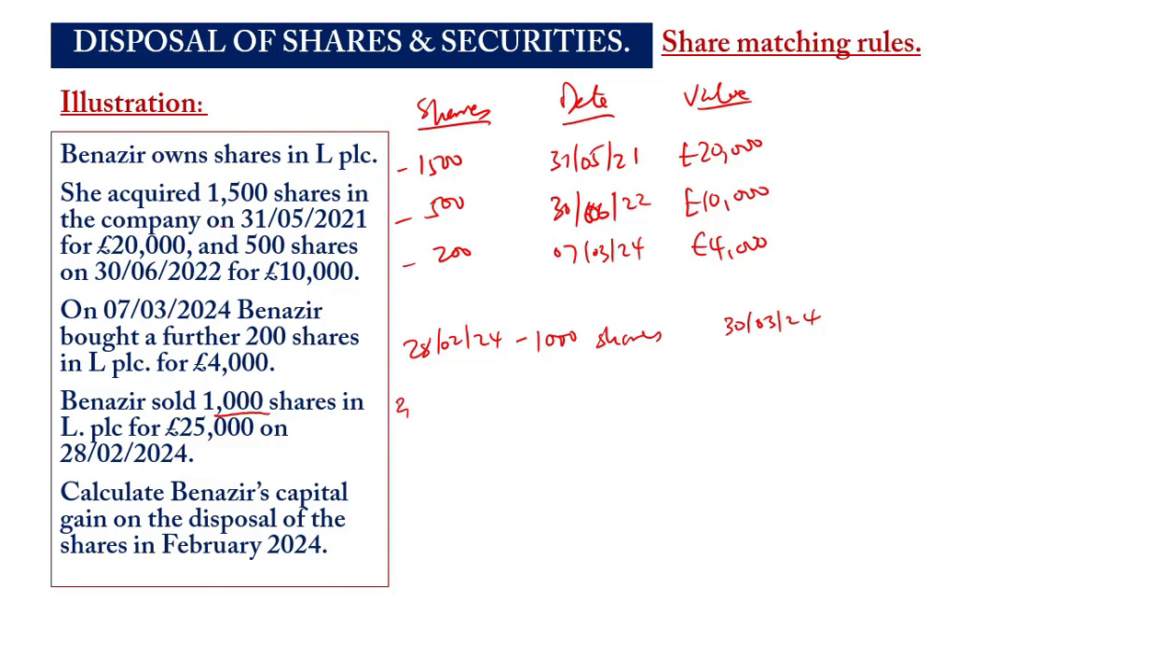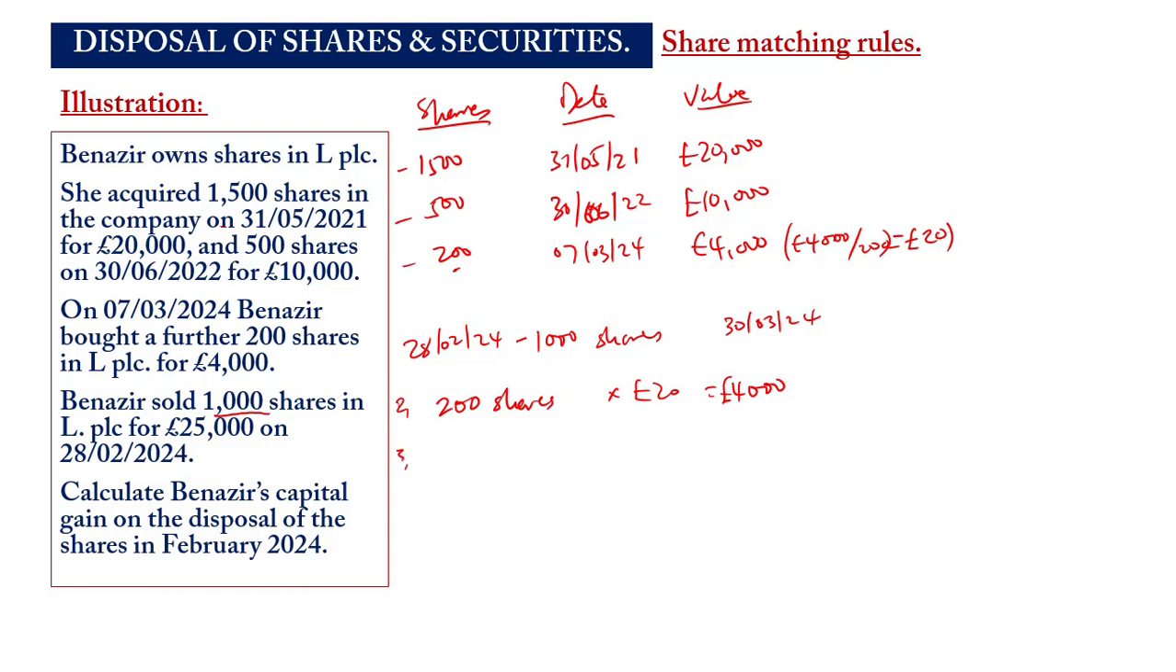So this one. The 200 shares, you realize each share is going to be valued at 4,000 divided by 200. So each share is going to be valued at 20 pounds. Do you get it? And on that day, we only have 200 shares available. So we will value 200 shares at 20 pounds, giving us 4,000 pounds.